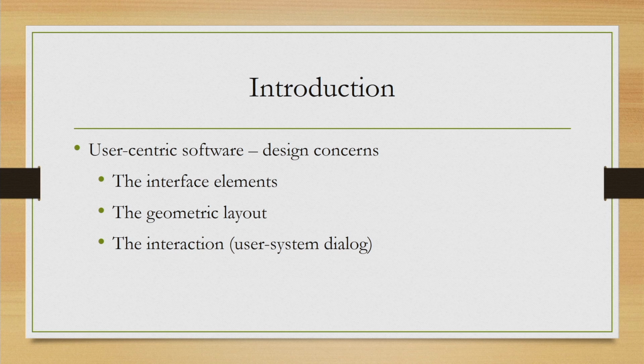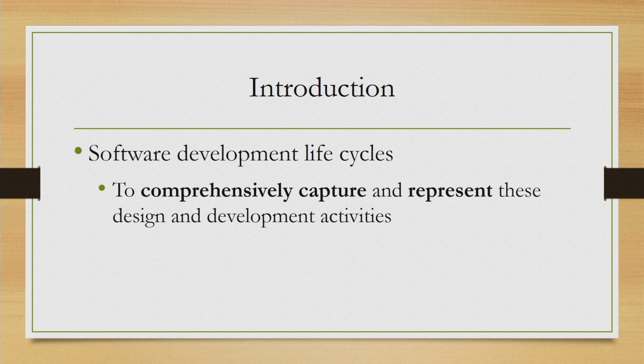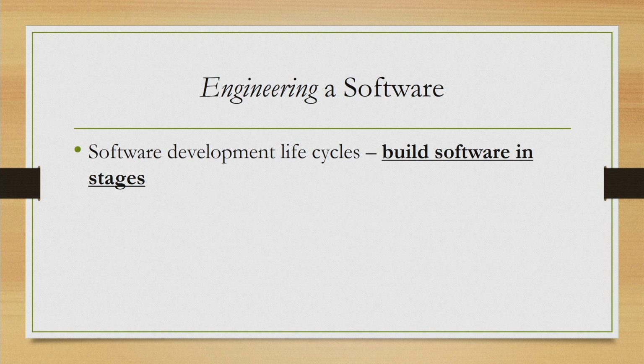Now, how to manage these three activities? We need some way to visualize the management, and one good way to visualize that is to propose a development life cycle. So, that software development life cycle can give us a good representation of how to manage the three design activities. So, it helps us to comprehensively capture and represent these activities. Now, what is a software development life cycle? It is a way to represent the development of a software in different stages.